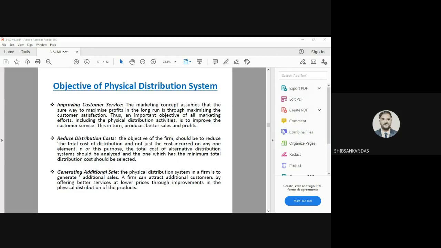Sir, the question is: if one organization sets up a different type of distribution channel for different types of products, then the cost of production will be high, and the price of the product will be high due to the high distribution cost. Can the company have an integrated distribution channel for all of these products?